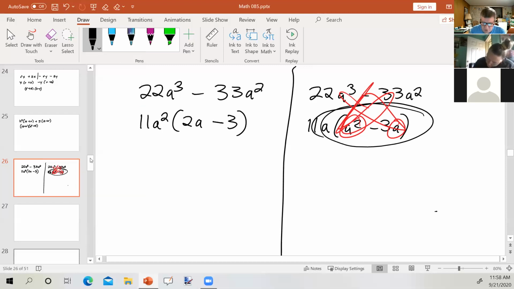So you want to make sure that what's left over doesn't have a common factor other than a 1, because if it does, you should have taken it out. You want to take out the greatest common factor.